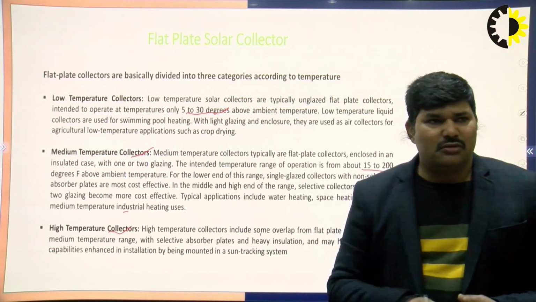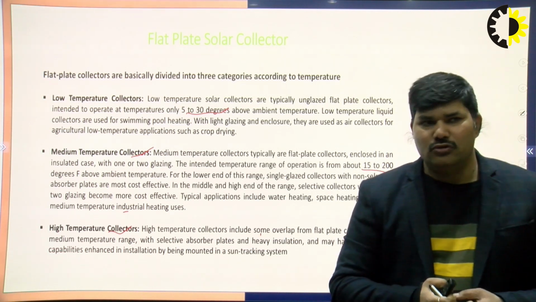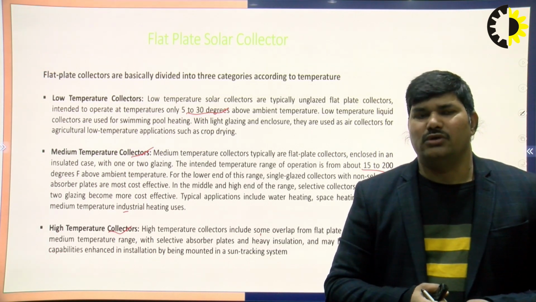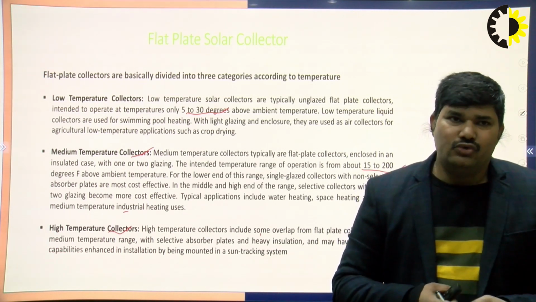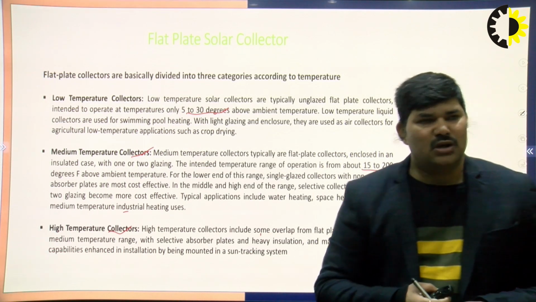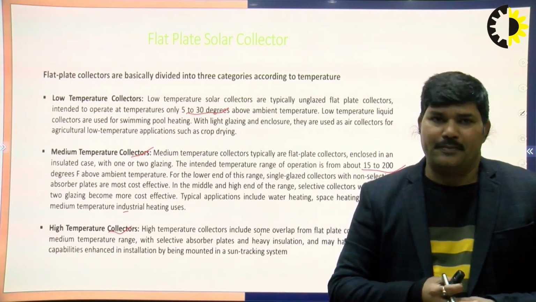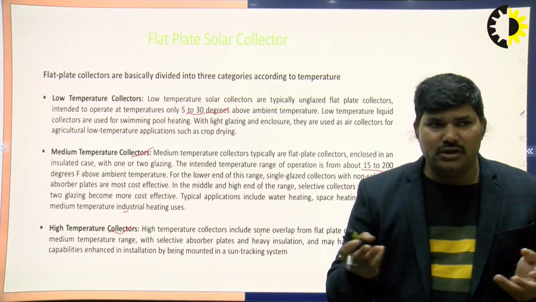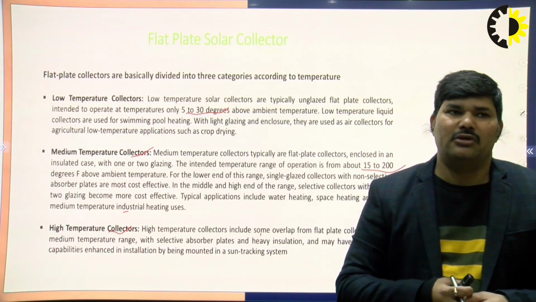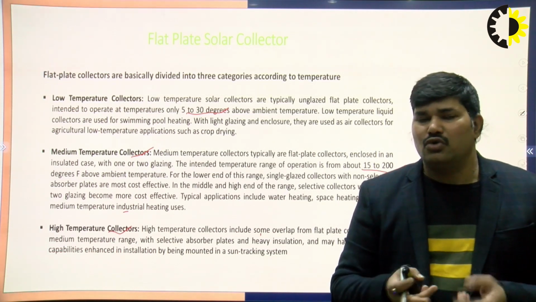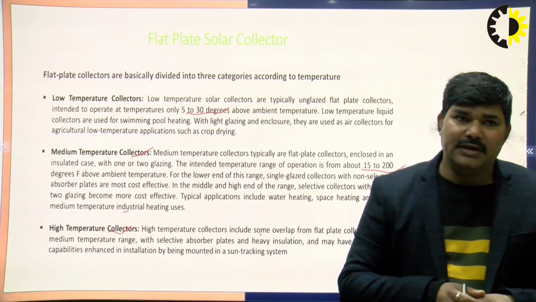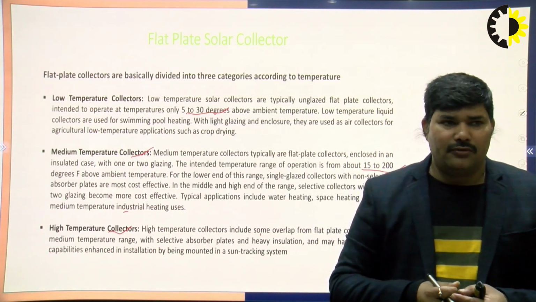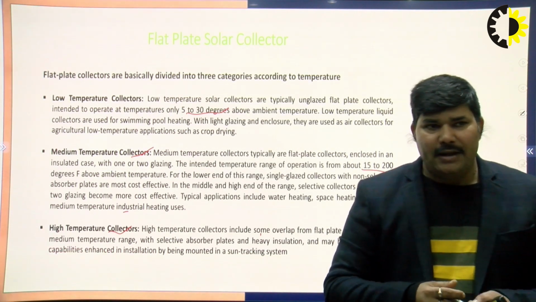The low temperature liquid collectors are used for swimming pool heating, with light glazing, and air collectors are used for agriculture low temperature applications such as crop drying. Second, the medium temperature collectors are flat plate collectors in an insulated case, with one or two glazings, and the intended operating temperature range is 15 to 200 degrees Fahrenheit above the ambient temperature.